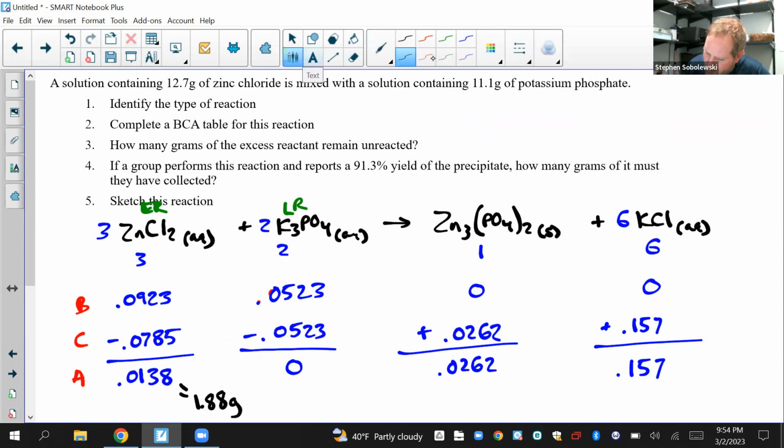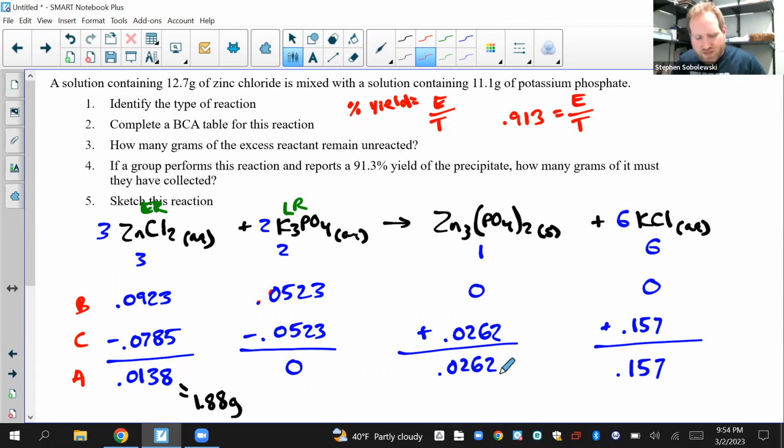All right, so percent yield is experimental over theoretical. Now, if I get a 91.3% yield, that's like saying 0.913 equals experimental over theoretical. Now, we're looking for the precipitate. That's a solid product, so that's my zinc phosphate. I know my moles here. Let's turn that into grams. Now, technically, you could find the experimental yield in moles and then turn that to grams either way. But let's turn this into grams.